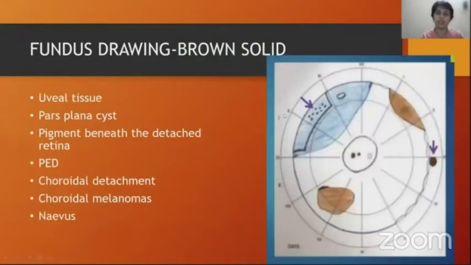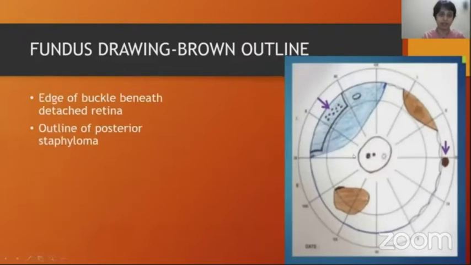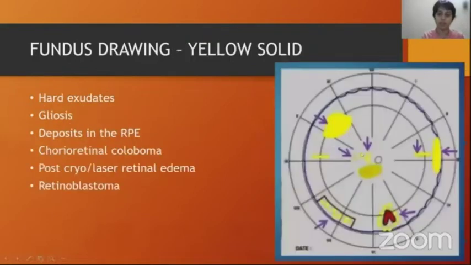So brown solid is for uveal tissue, choroidal detachment, pars plana cyst, or choroidal melanoma, nevus, and also a PED. So brown outline is for the edge of the buckle, which is beneath the detached retina, also for the outline of the posterior staphyloma. Yellow solid for hard exudates, deposits in the RPE or retinoblastoma. This retinal edema is secondary to laser or cryo.